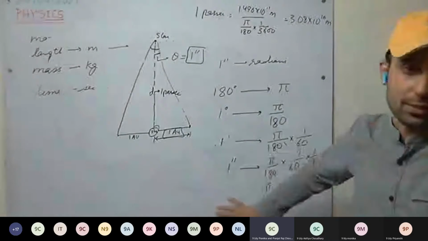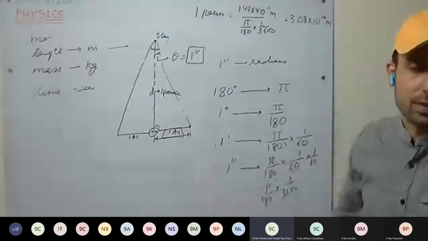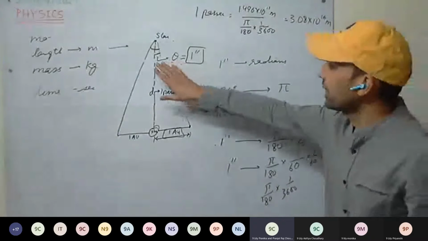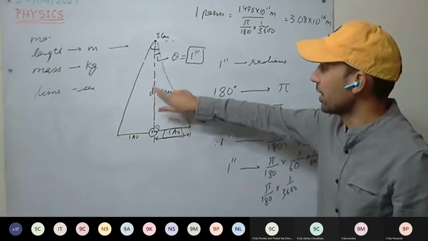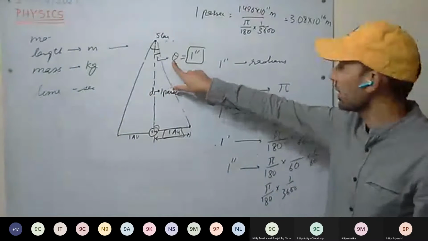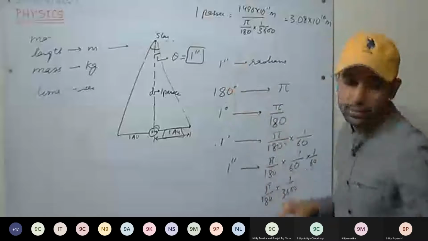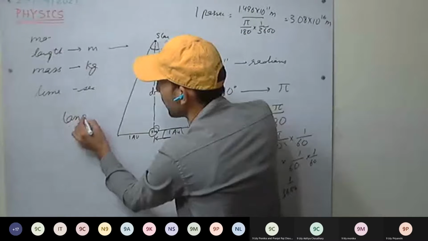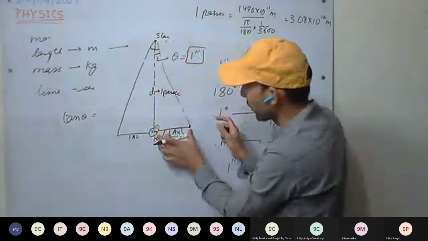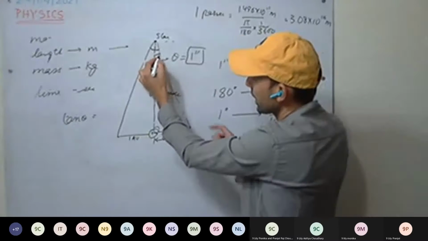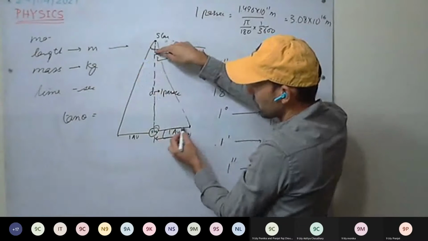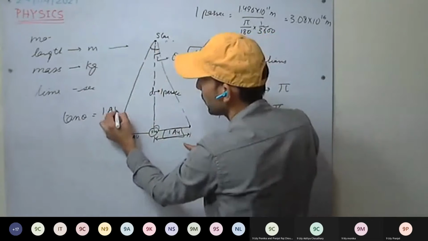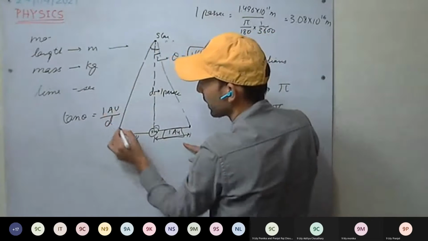Sir, why did we take tan theta as theta? See this theta. Initially we are taking this as distance d, this angle as theta. Tan theta we have used. Tan theta means perpendicular upon base. This is a right angle triangle, the angle opposite to this side is the perpendicular, and this is the base. So tan theta equals perpendicular 1 AU divided by base d.